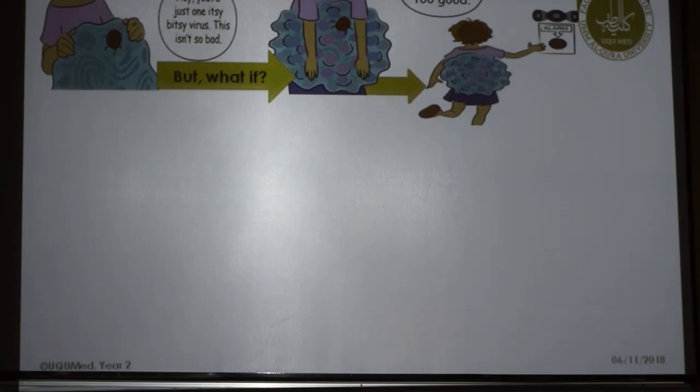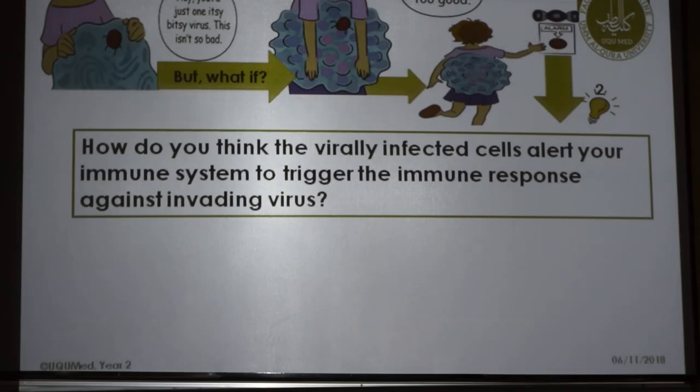And what is that alarm? What is that receptor that we talked about a few minutes ago? PRR, pattern recognition receptors, will be activated, and as a result, what will happen? How do you think the virally infected cells alert your immune system to trigger the immune response against invading viruses? So the PRR are activated. Epithelial cells have to do something to tell the immune system that there is a virus. Send cytokines, pro-inflammatory cytokines.